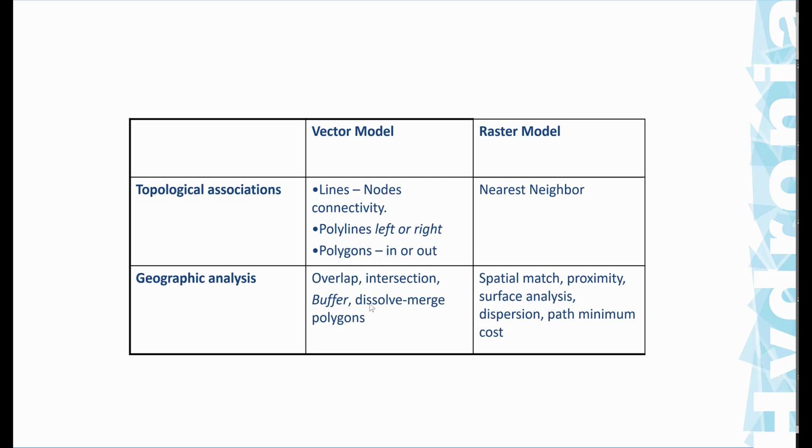In geographical analysis, with these geometric units, you can detect overlap and intersection. You can create buffer areas or buffer zones around each of these elements, and you can also merge or dissolve polygons. In the raster model, you can make different geographical analyses, but mostly they are related to paths. For instance, if you have a terrain, you can detect the drainage network and things like that.